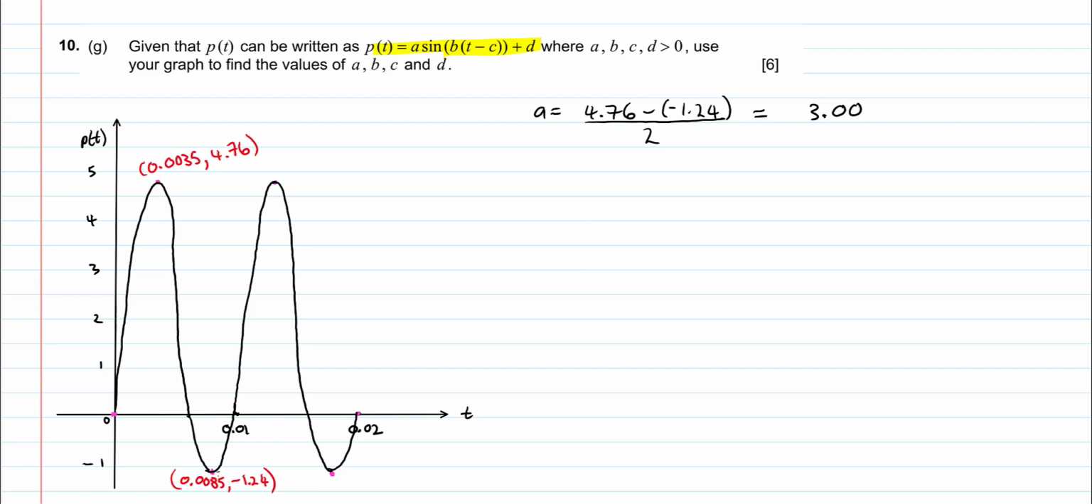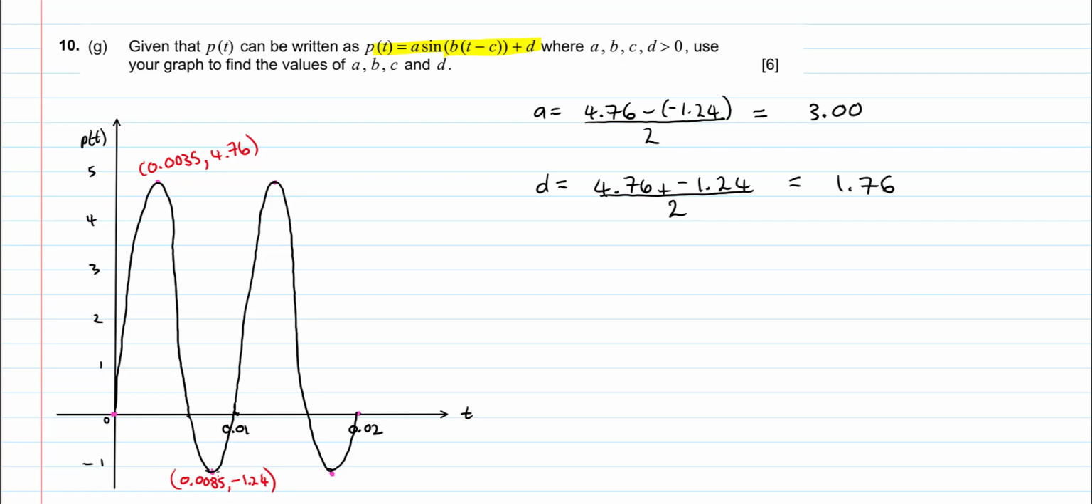Now we'll work out D. So D is actually just going to be our principal axis line. So to work that out, that's just going to be halfway between the distance of our maximum and our minimum point. So D then, that's going to equal 4.76 plus negative 1.24, and we'll divide that by 2, and that is going to equal 1.76. So that is D.